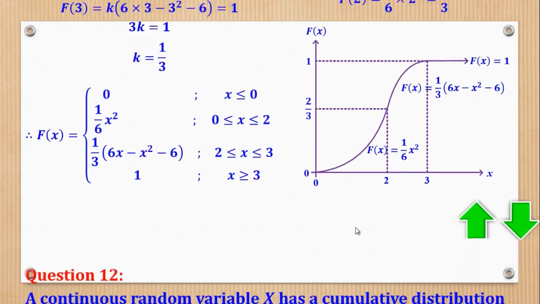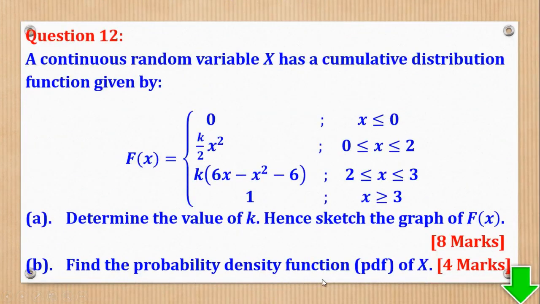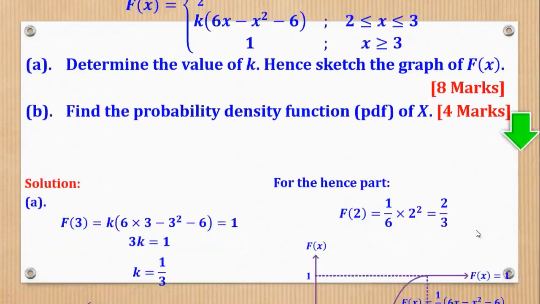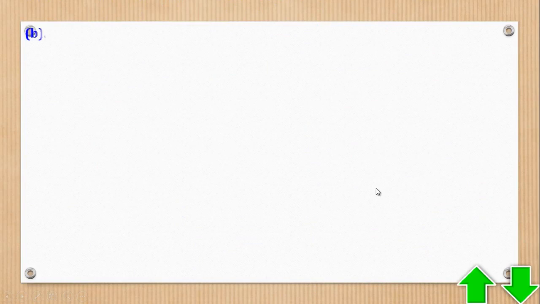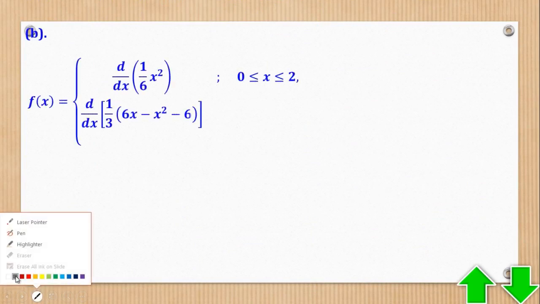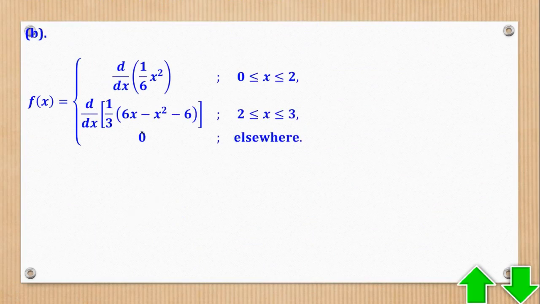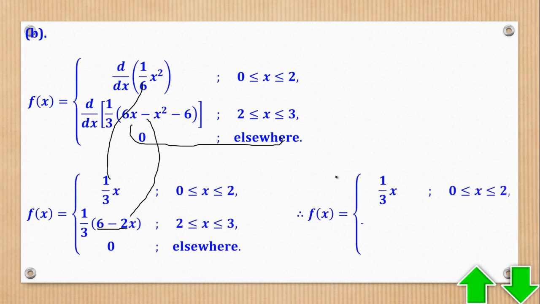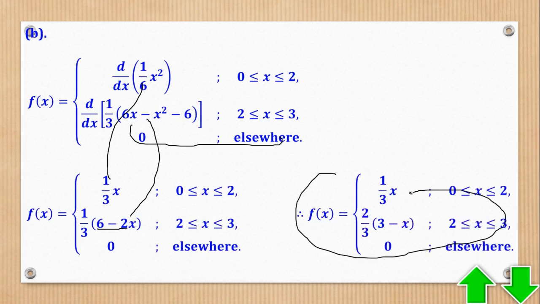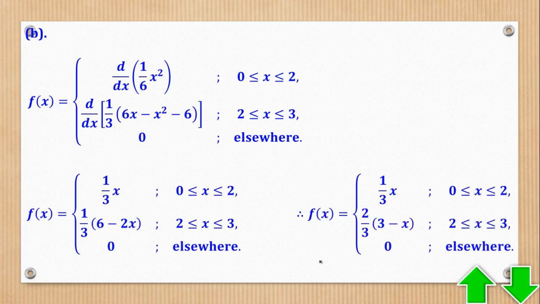So that was part A. What about part B? Part B, they wanted the PDF of X. Now from capital F to small f, you are supposed to differentiate. So you shall come and differentiate term by term. Then you should remember that we put 0 elsewhere at the very end. So when I differentiate this, and here 2 is common, so if I cross it out, I come up with this as my small f of x, which they wanted.